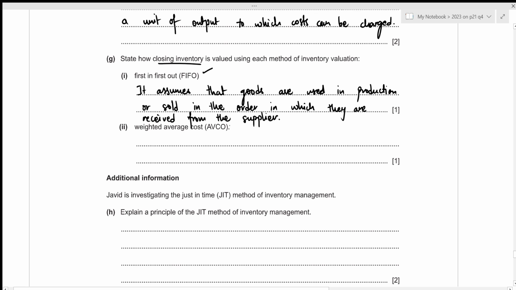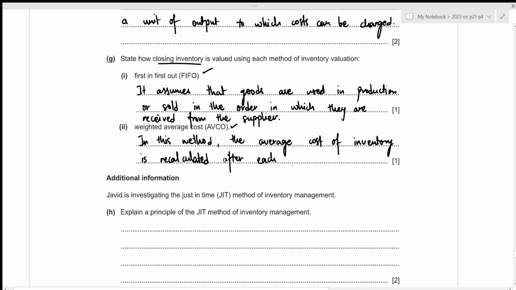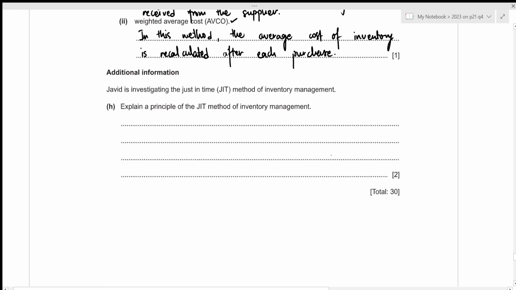We then have the AVCO method, which is the weighted average cost. And under this method, we need to recalculate the cost of inventory after each purchase. So we can just write that down. In this method, the average cost of inventory is recalculated after each purchase. Alright, that's all for the seventh part. We can now move towards the eighth one.